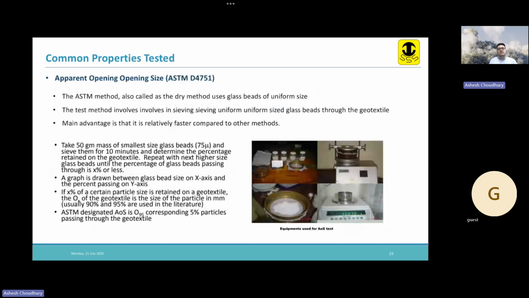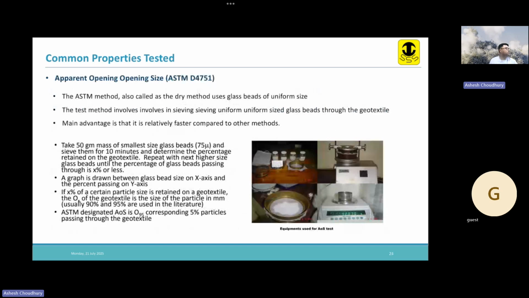The main advantage is that it is relatively faster compared to other methods. So we sieve and find out the apparent size. The process: take a 50-gram mass of small glass beads, 75 micron size, sieve them for 10 minutes, and determine the percentage retained on the geotextile. Repeat with the next higher size glass bead until the percentage of glass beads passing through is X% or less. A graph is drawn between glass bead size on the X-axis and percentage passing on the Y-axis. Similar to the grain size distribution curve that you make for soil after sieve analysis, the same methodology is adopted here.